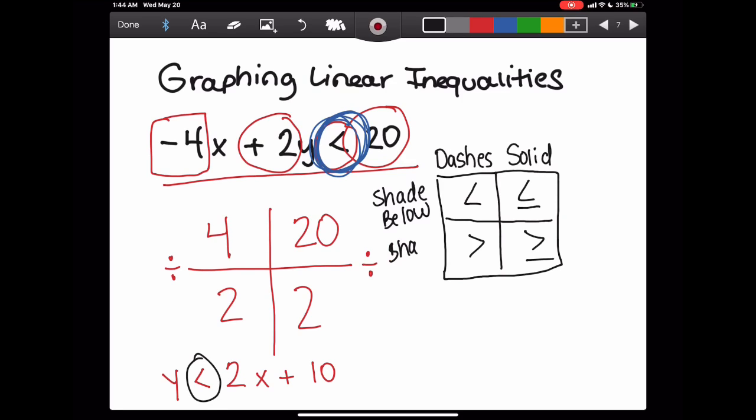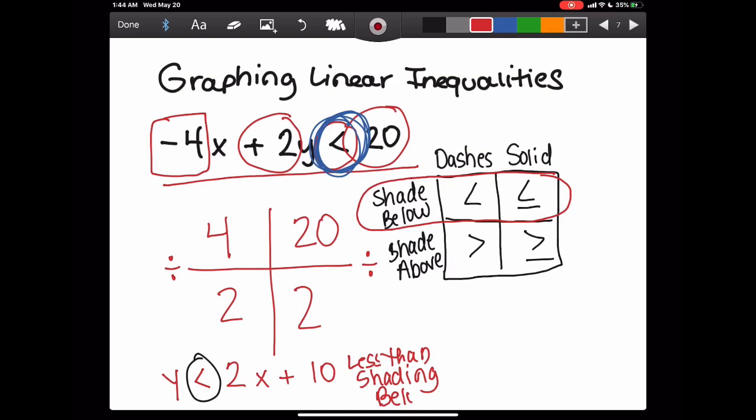And we're going to be shading above with these. So if you have the symbol less than or equal to, you are going to be shading below that graph. So in this case, we have a less than, so we know that we're going to be shading below the graph. And if you have a less than or greater than without the or equal to, we know that the line we're going to use is going to be dashes. So for this case, we will be using dashes to draw our line, to connect our points.